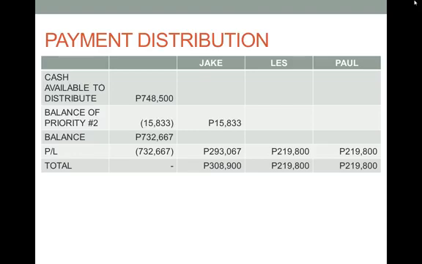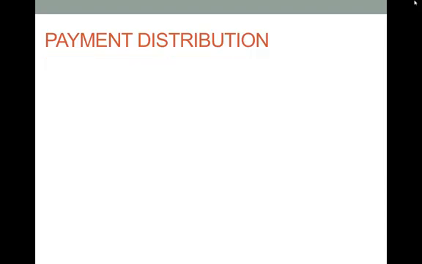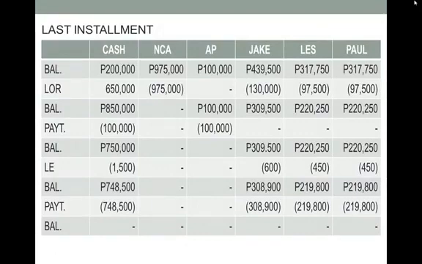So, now, meron na tayong total payment distribution. So, let's check. So, payment to partners na. So, 748,500 is allocated to Jake, Les, and Paul: 308,900 to Jake, Les is 219,800, and the same as Paul, 219,800. So, the partnership will be totally liquidated.